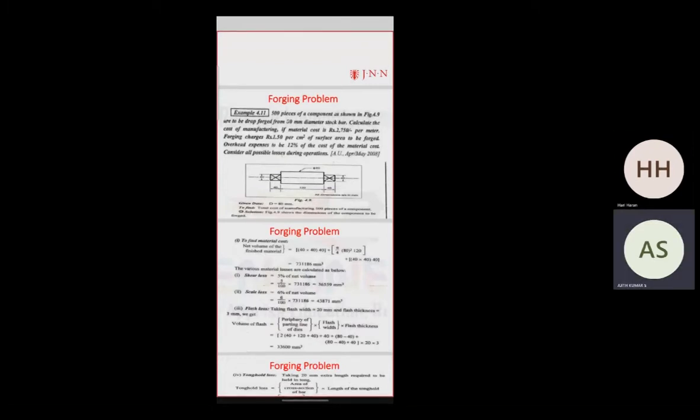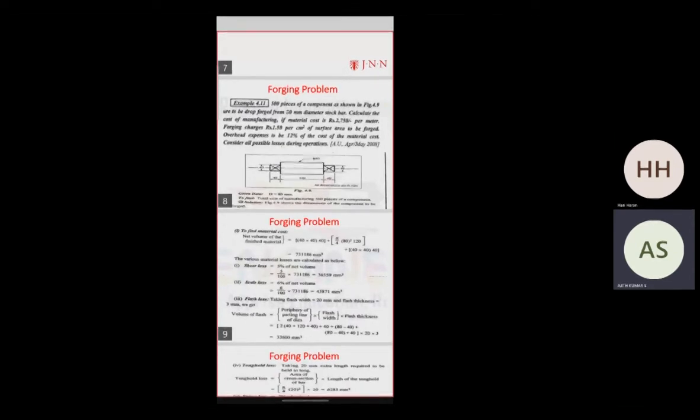And the flash loss, taking flash width equal to 20 mm and flash thickness equal to 3 mm. We get volume of flash equal to the periphery of the parting line of dice into flash width into flash thickness. So by multiplying flash width and flash thickness with periphery of the parting line of dice, we get 33600 millimeter cube. This is the volume of flash.